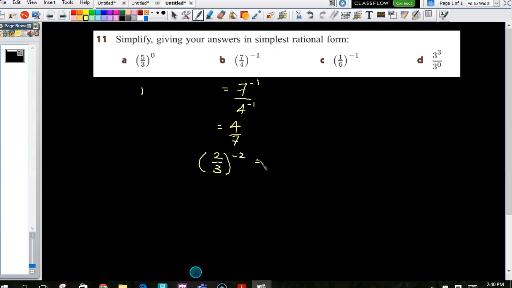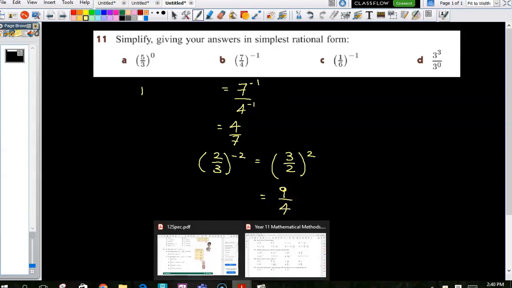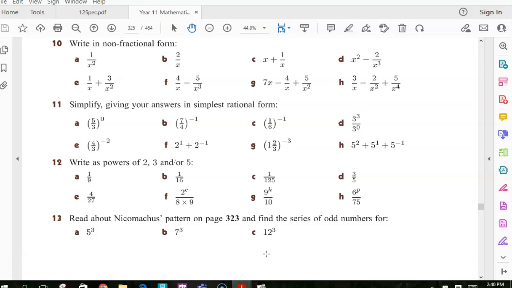One at a time, yeah. So first, to get rid of the negative, just flip it. So that would be the same as 3/2 squared, agreed? And then the rule that we have, everything in the bracket is going to get that power. So that's going to be 9 all over 4. Right, so pretty good. If you haven't done them, you will do them quite quickly.